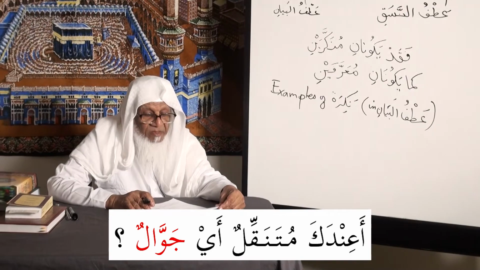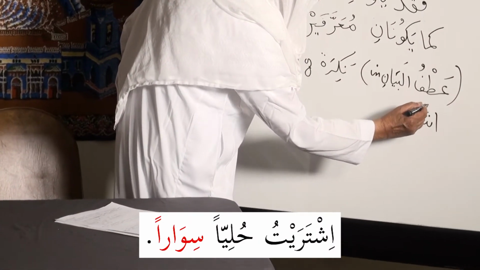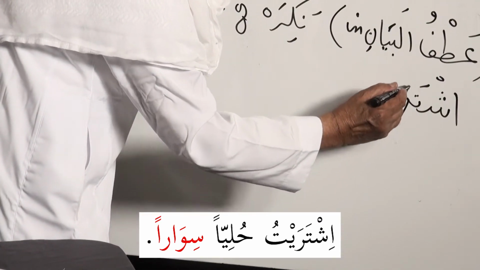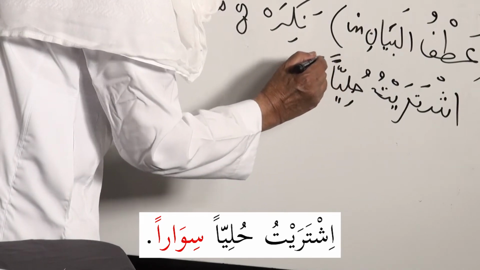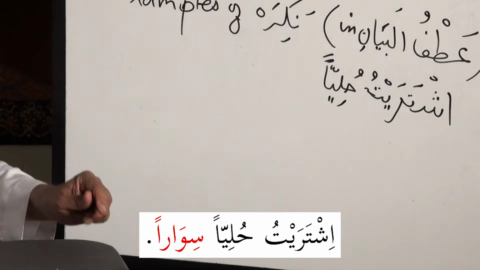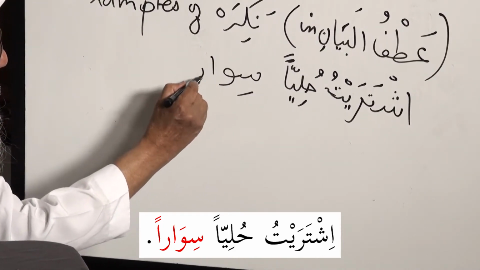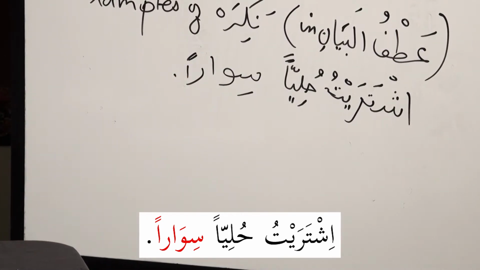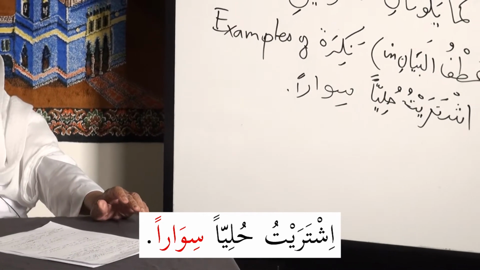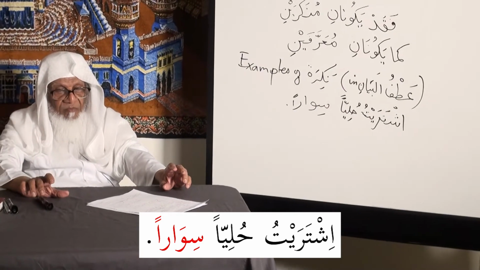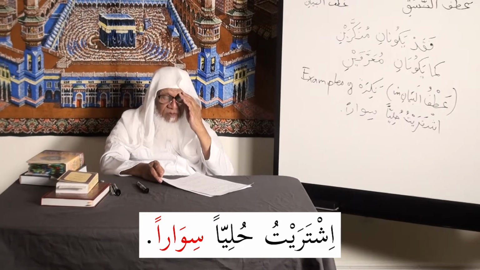عندكَ متنقلٌ أي جوالٌ. Another example. اشتريتُ حليًا سوارًا. حليًا means ornament, like a chain or a bracelet. سوار means bracelet. When you say حليًا, the listener doesn't know what exactly you bought. Then you say اشتريتُ حليًا سوارًا. It clarifies what is meant by حليًا, what type of ornament you bought.